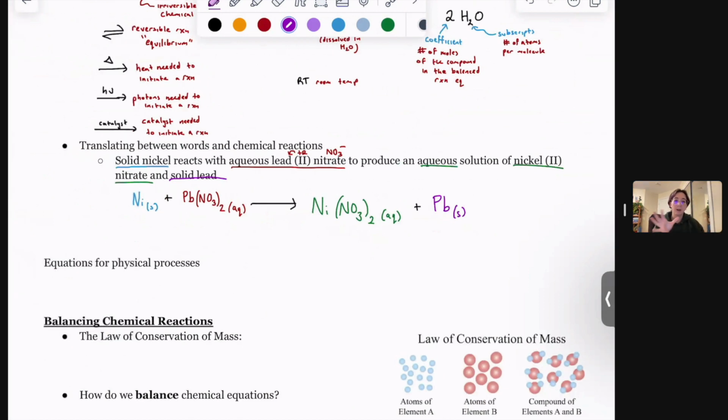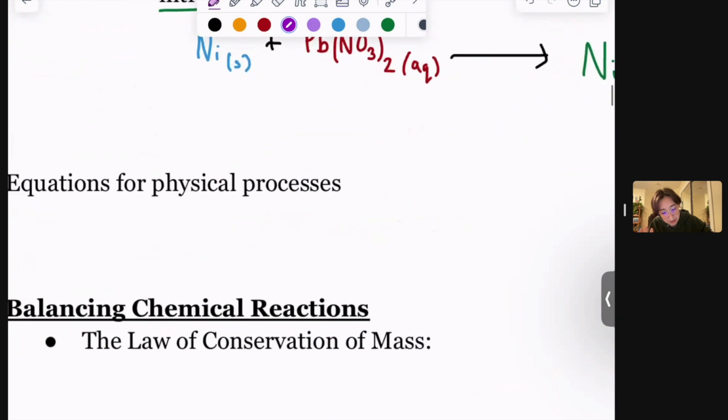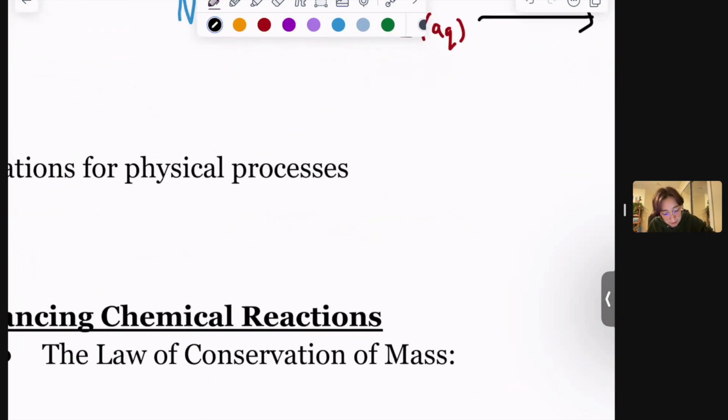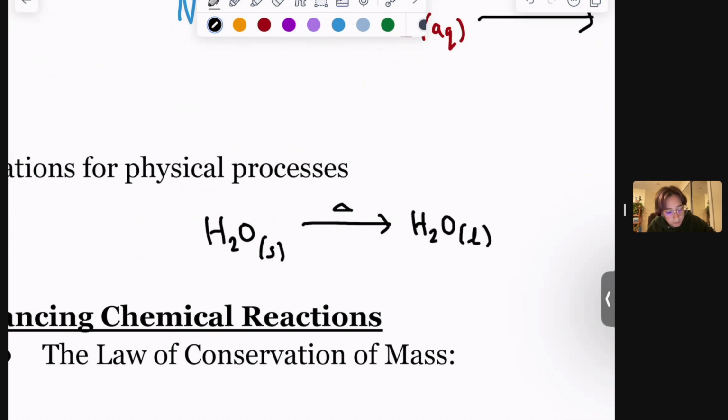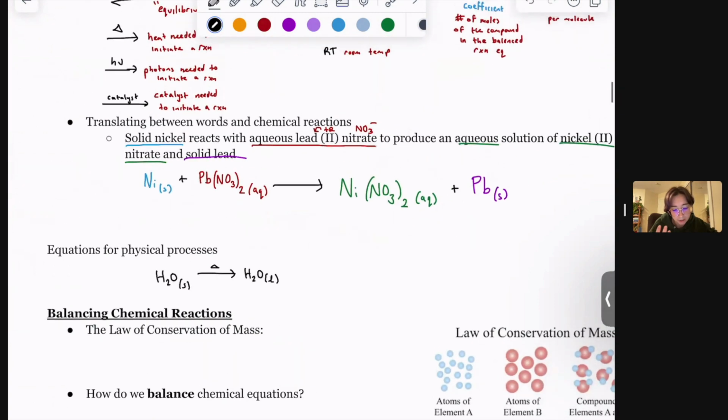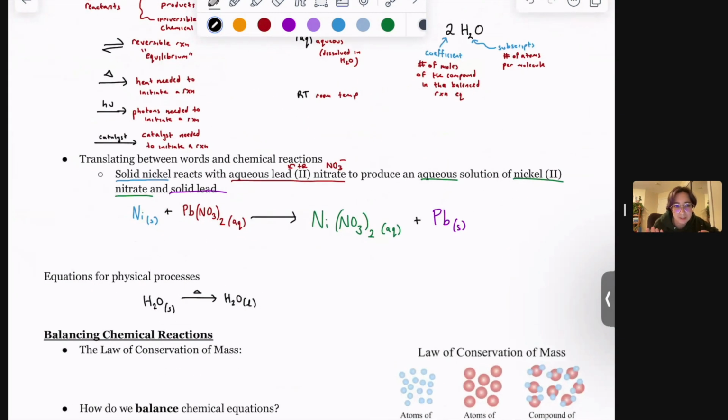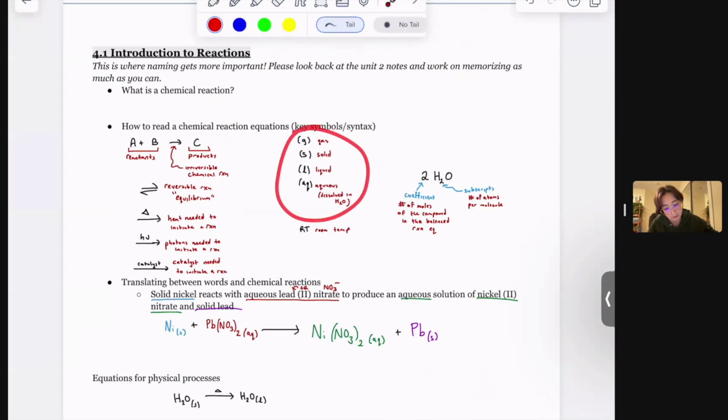Okay, so just to remind you of those naming rules, being able to translate one way or the other is an important skill. We could represent a physical process with an equation like this. I already wrote this up earlier, but I could say I was melting a cube of ice, and I took my solid ice, and I heated it up, and it became liquid water. So we're using a similar language as our chemical reactions. We have an arrow, we have compounds on both sides of the arrow, we have phase symbols, states of matter.